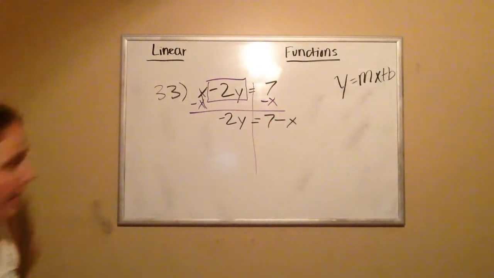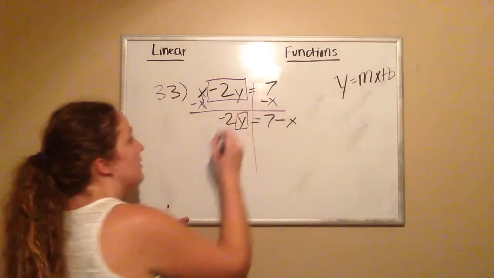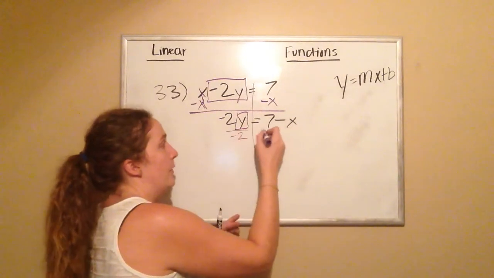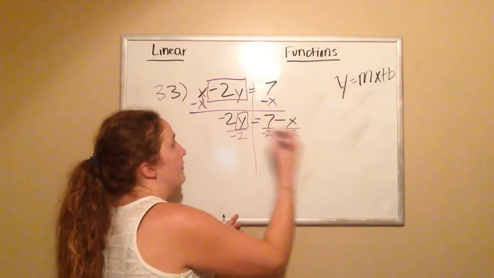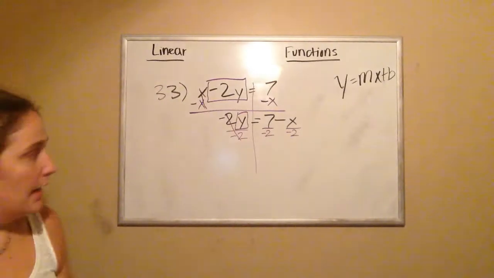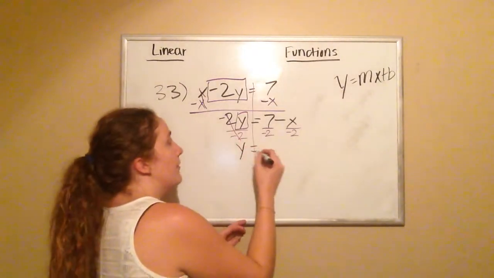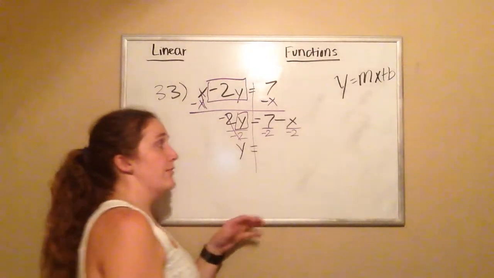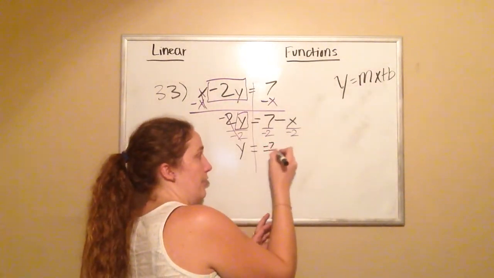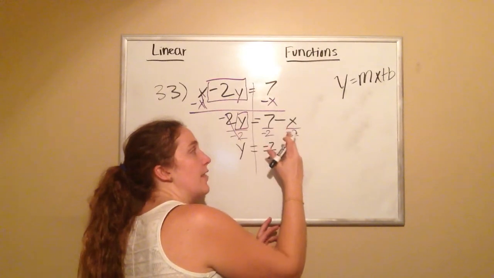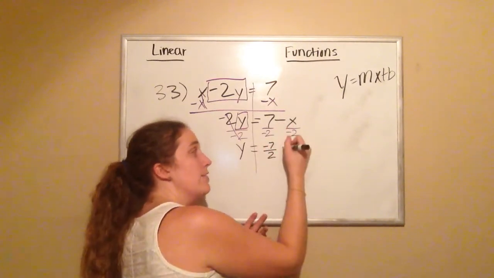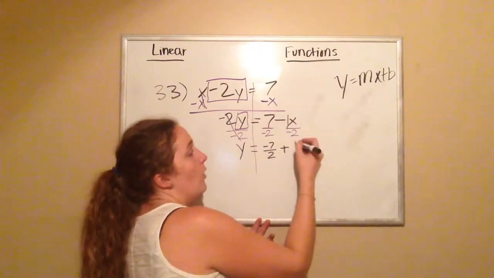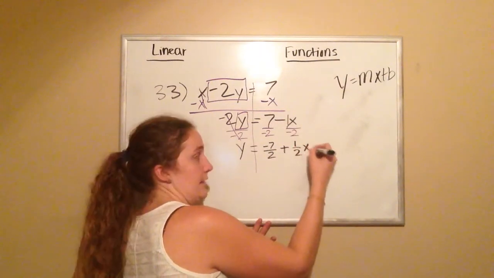But y is not quite by itself. So we want y completely alone. So the next thing we'd have to do is divide by that negative 2. Divide everything by that negative 2. Okay? And we would get y is equal to, these things don't look like they're going to come out super perfect, so I'm just going to leave them as fractions. So I have negative 7 over 2, and then a negative divided by a negative turns out to be a positive. So positive, we remember that coefficient of 1 right there, 1 over 2x.